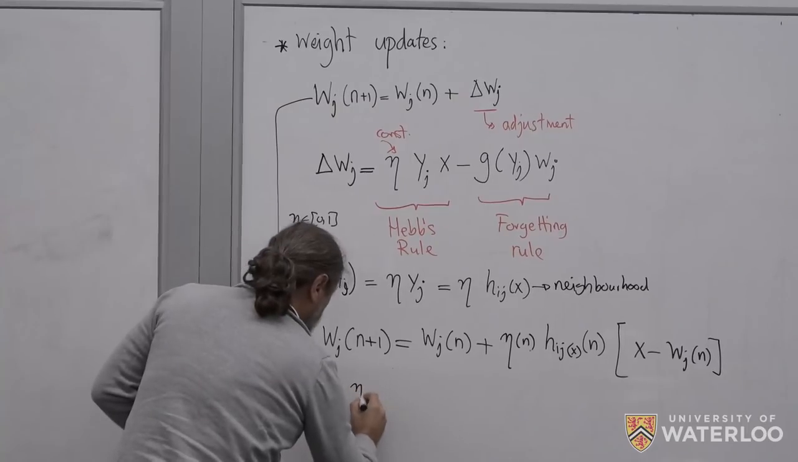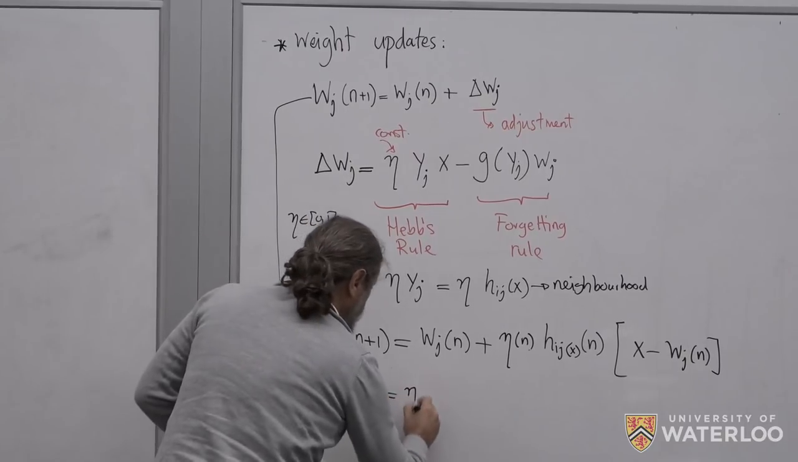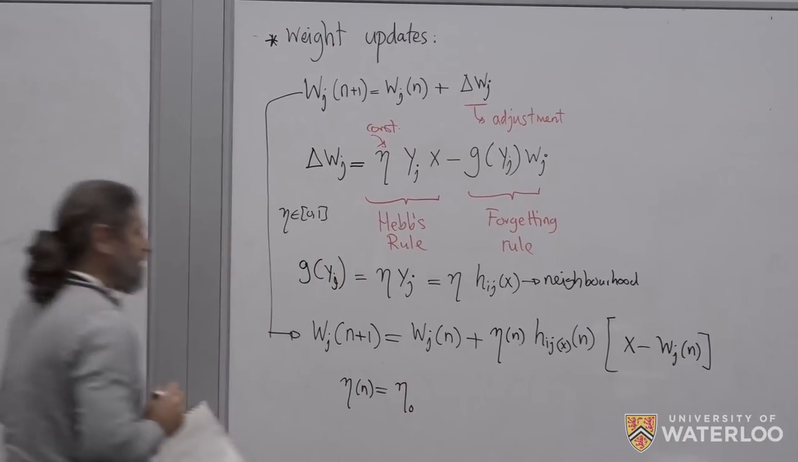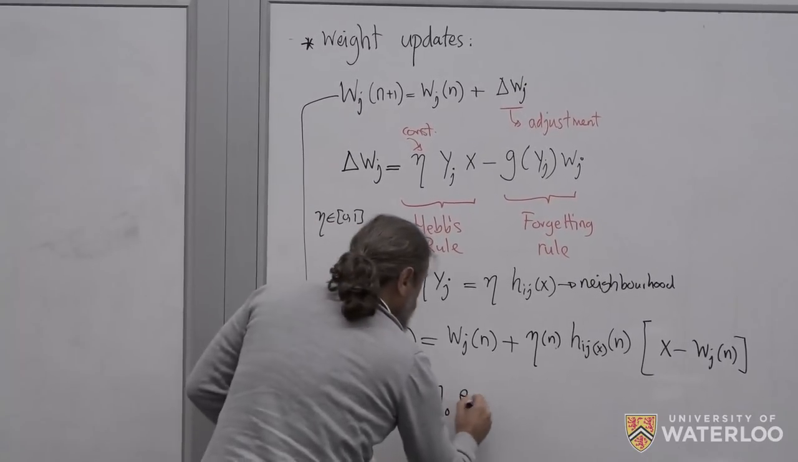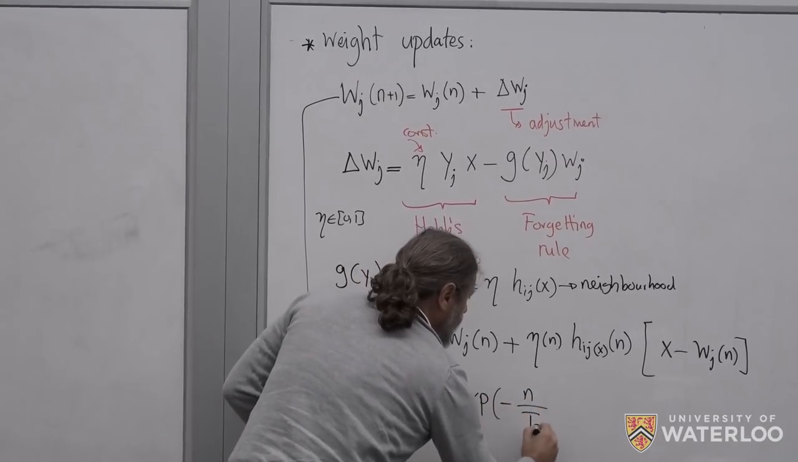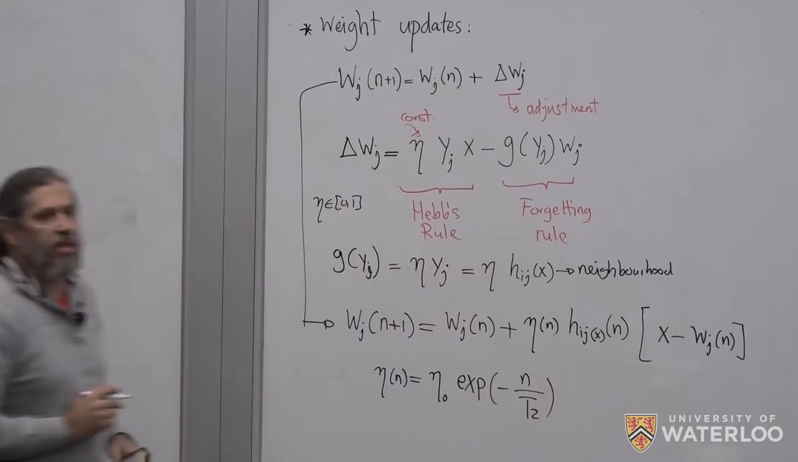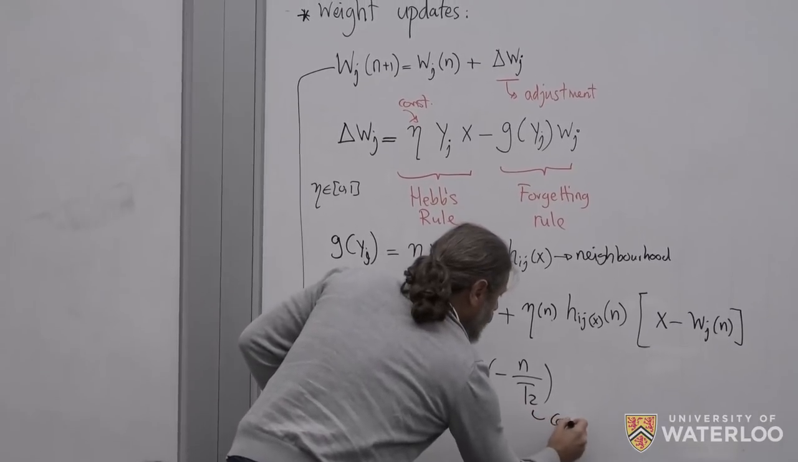And this becomes a pattern that we repeat, that any value that we use has an initial value. And then we use some sort of exponential decay function, minus n over, let's say, another constant t sub 2. Again, this is another constant that we are using.